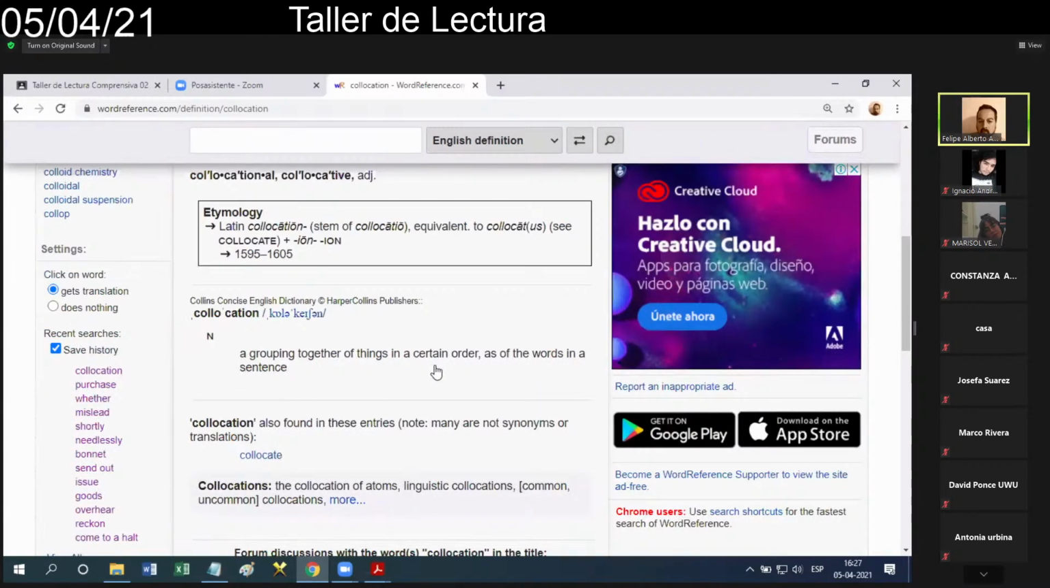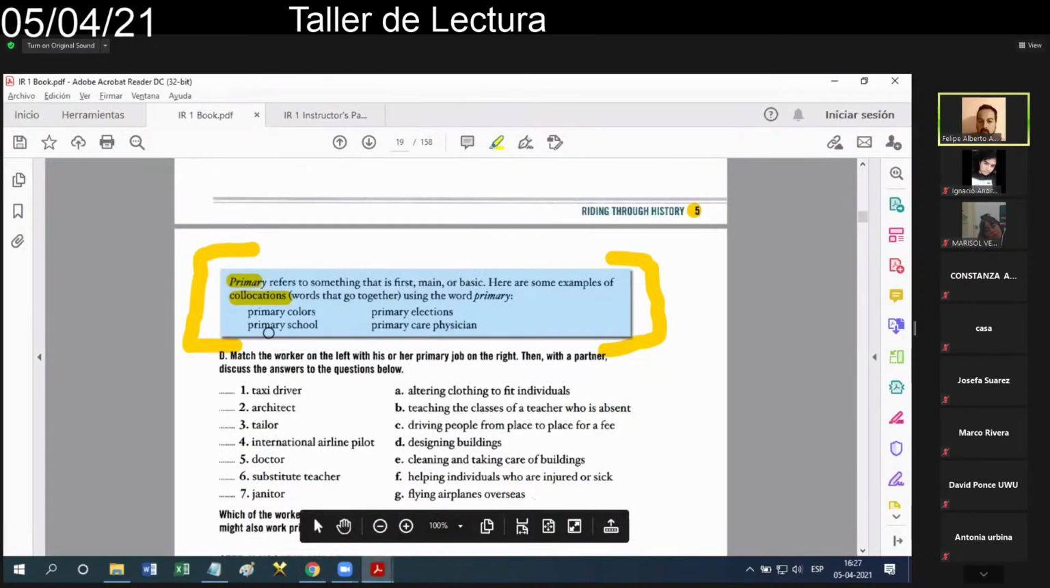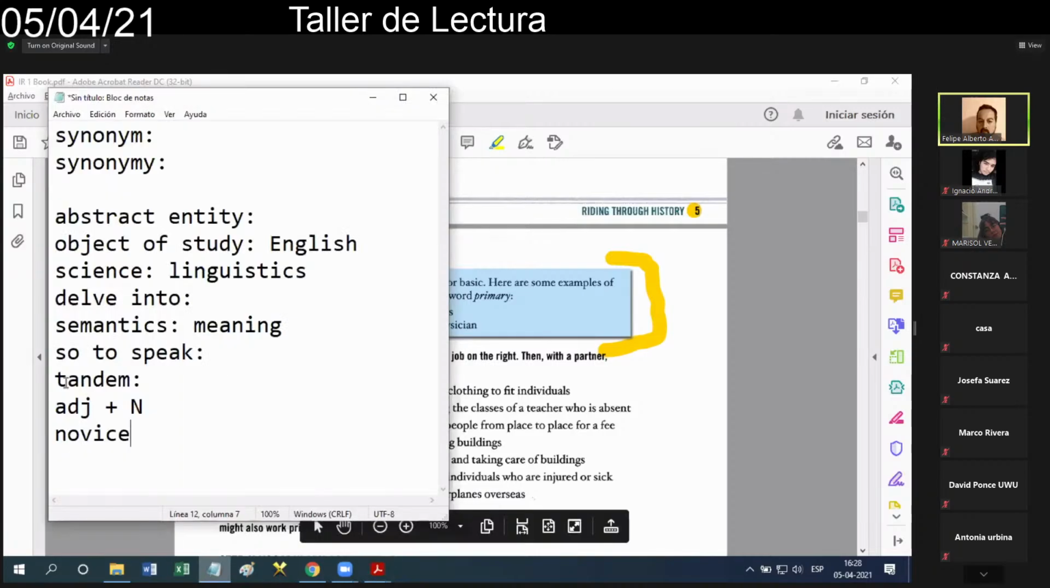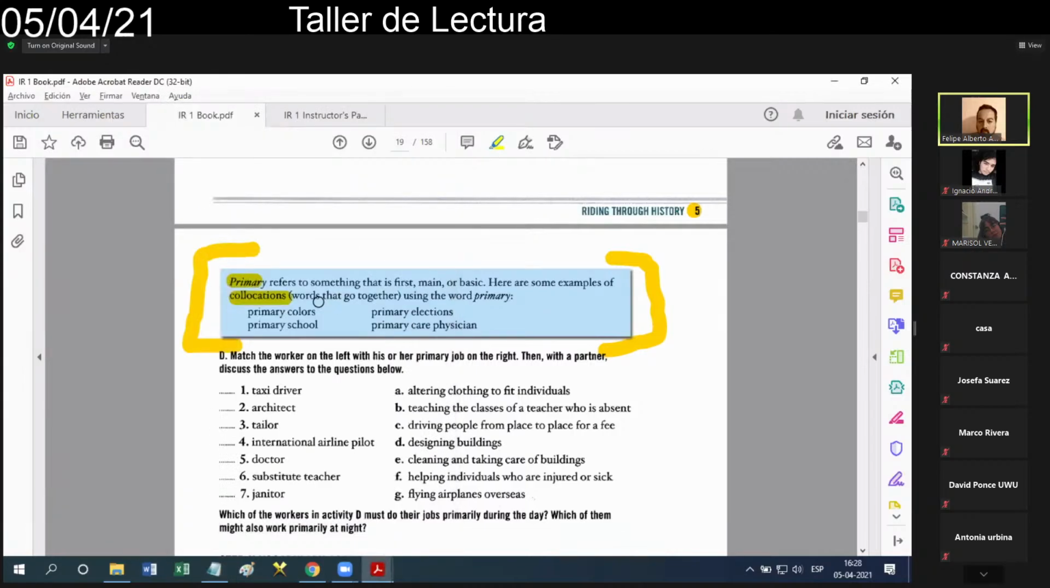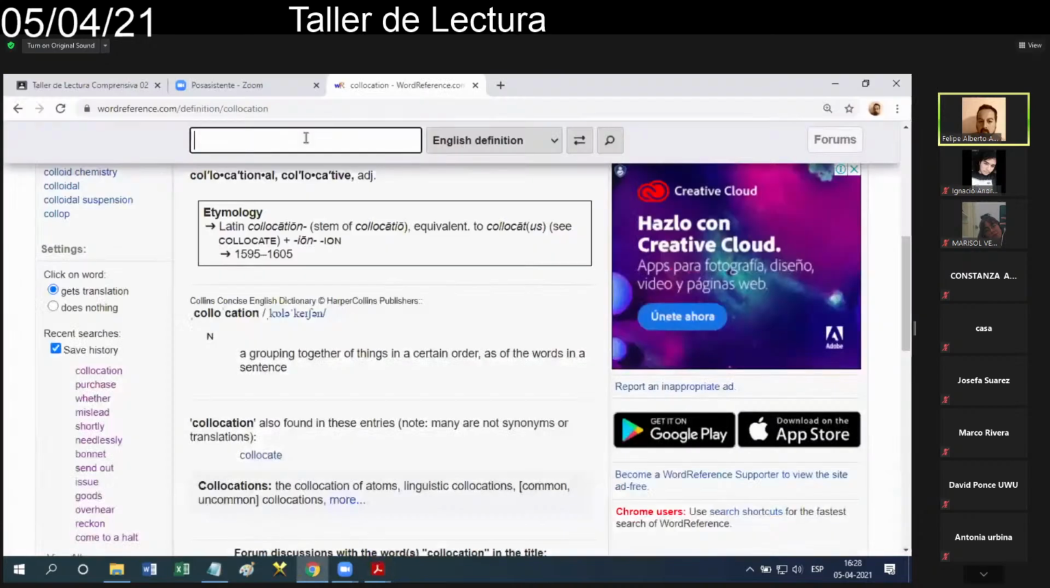A grouping together of things in a certain order, as words in a sentence. That's collocation. And this is what the book refers to here, like primary. Here are some examples of collocations, like primary colors, primary school, primary elections, primary care physician. That's a collocation because you will never see a primary father, because primary is an adjective. So tandem, adjective, noun. A primary father, what is that? That's not a collocation. Primary water, no collocation. Primary car, what is that? But these are collocations. Words that can go together in tandem.